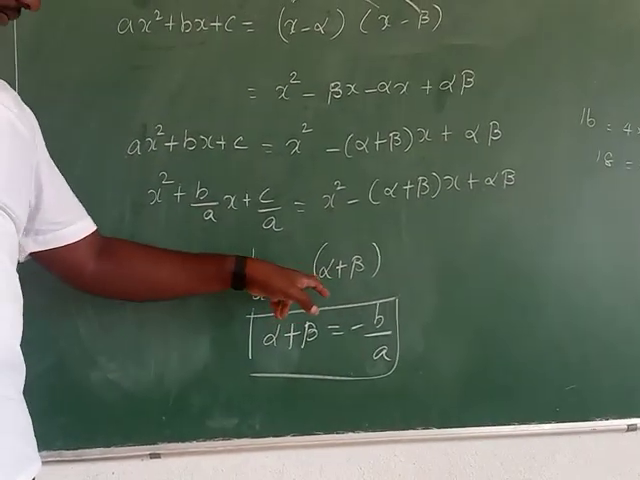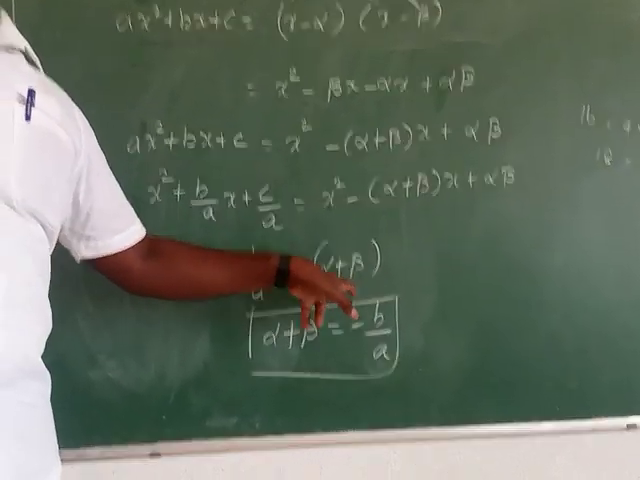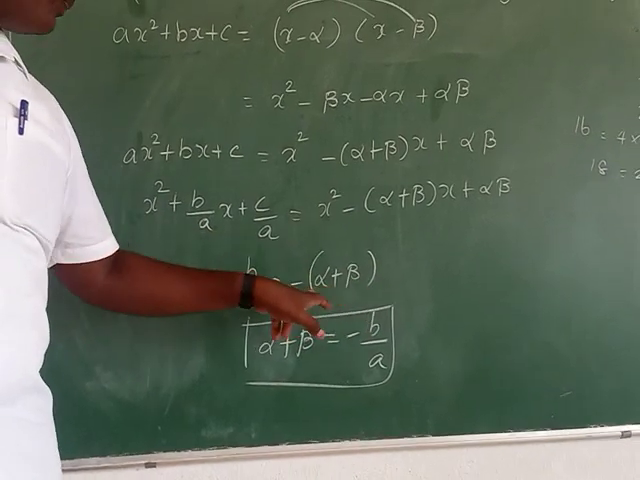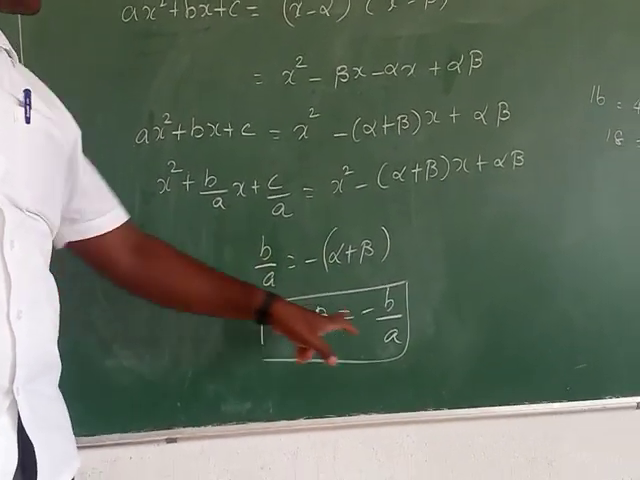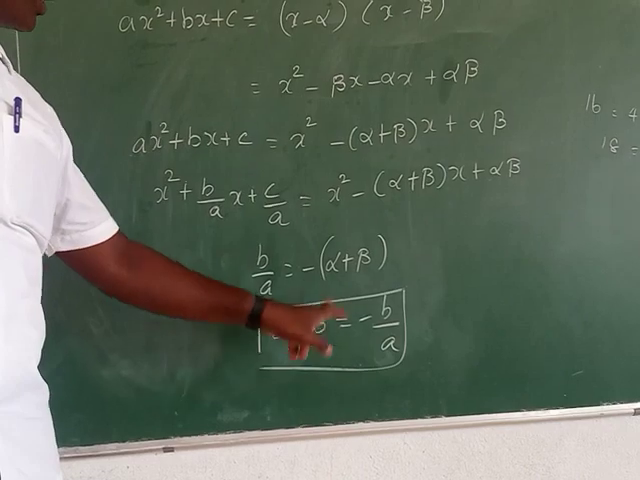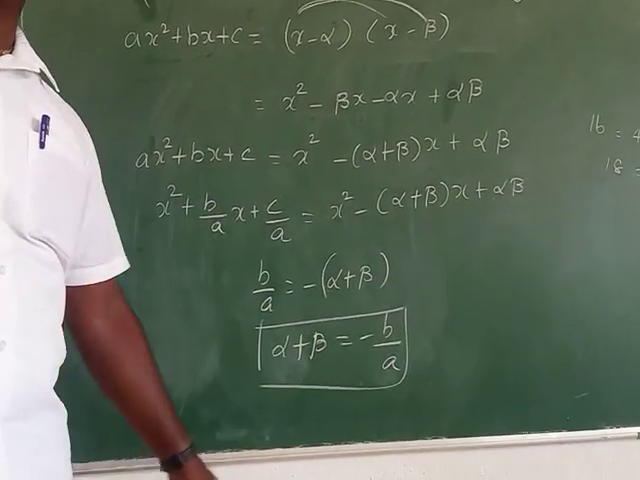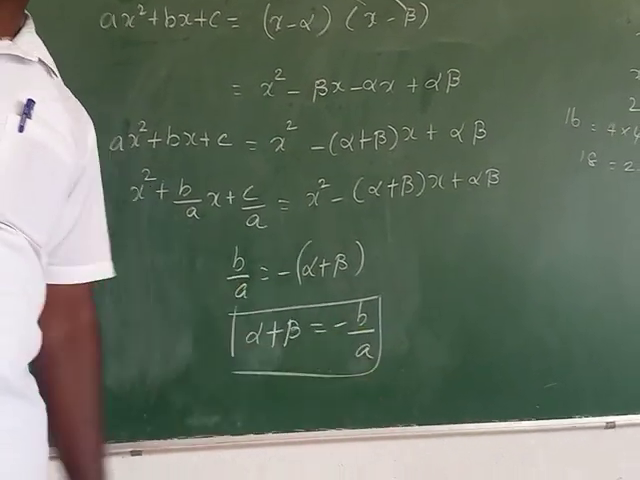Now we need alpha plus beta, the sum of zeros, where alpha and beta are the zeros. Here it is minus, and here divided, so minus b by a. So the sum of zeros is equal to minus b by a.